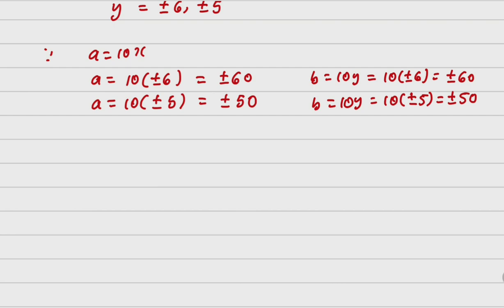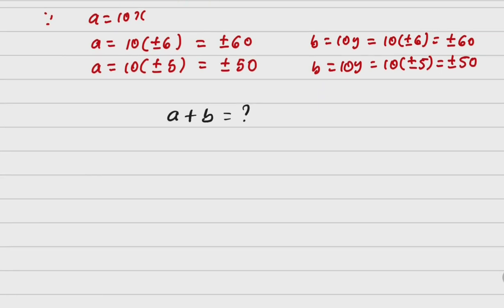Now, the main thing that they ask us to find is a plus b. That is what we are to look for. Now, see what is going to happen. At the point where a is 60, b must be 50, okay? So, the possibilities are, the first one is either we have plus minus 60, then plus minus 50, where this one stands for a and this stands for b.